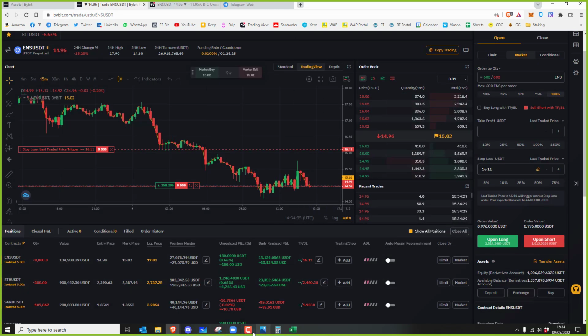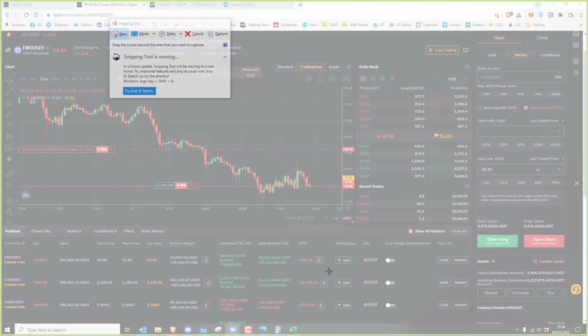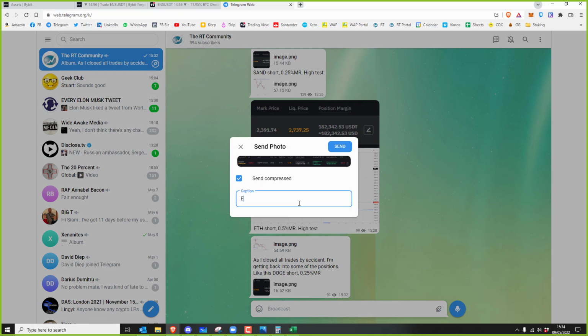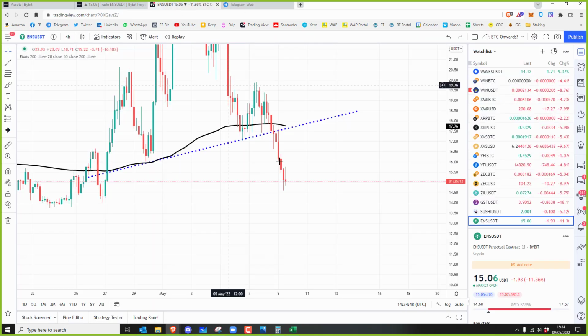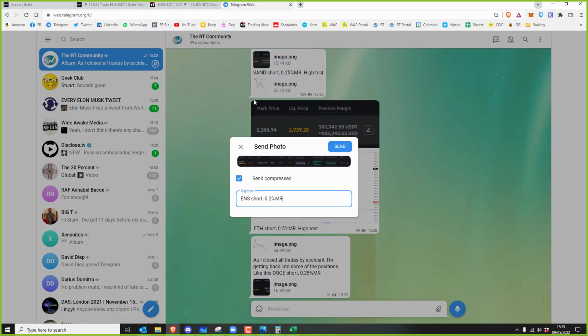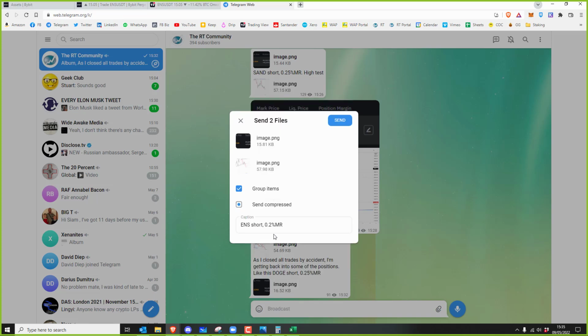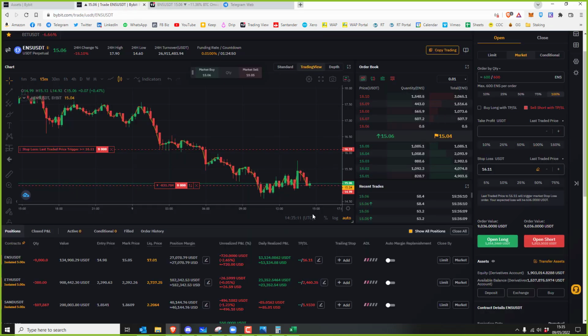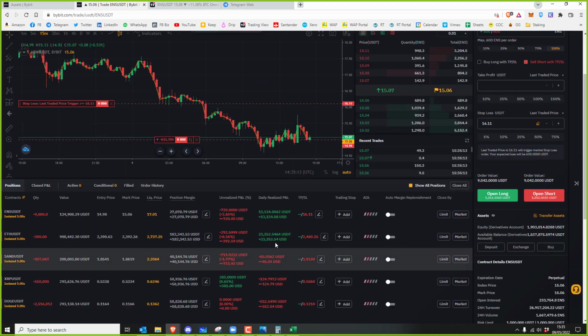0.2 is fine. So 0.2, I'll leave it at that. I'm not too fussed. So ENS short, 0.2% max risk. Get the picture. Roughly there. I'm just going to mute all, I can hear everyone clicking. Right, there we go. So that's that. Had a bit of a retrace, that's fine.